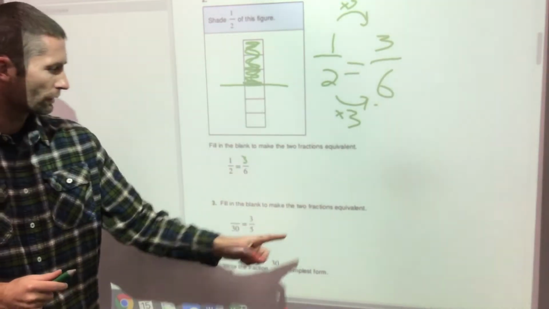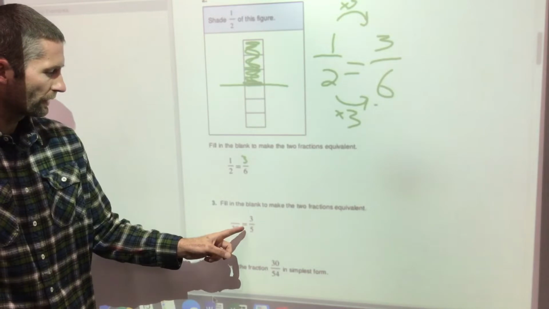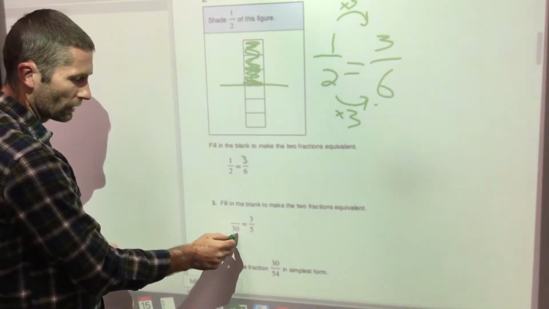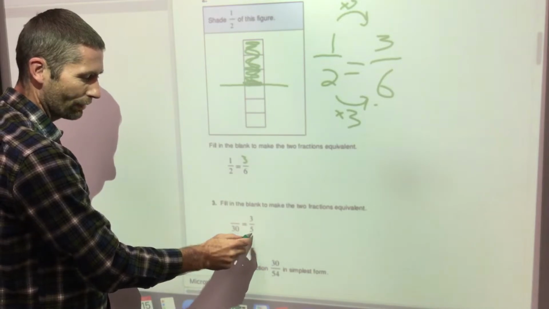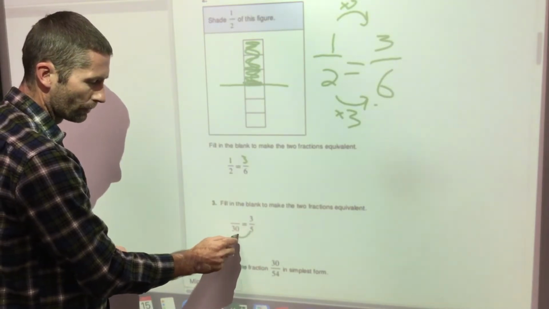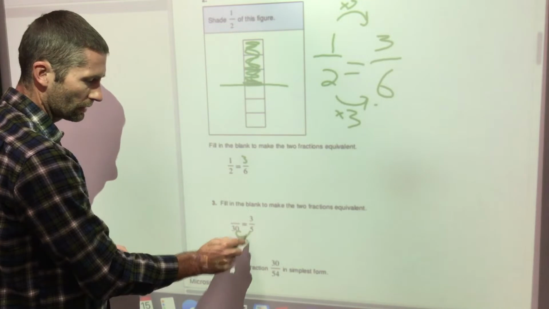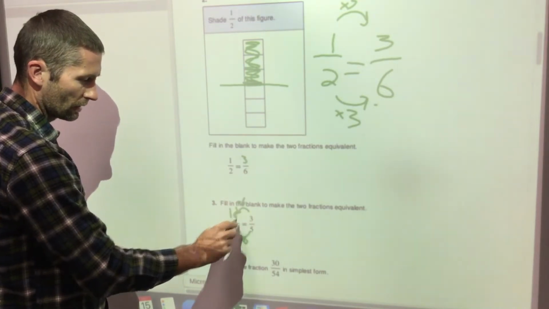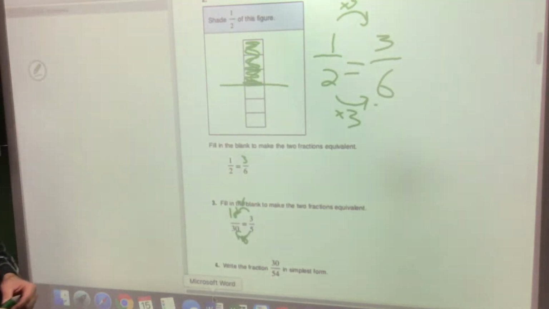Fill in the blank to make the two fractions equivalent. 3/5 equals how many 30ths? We can go either direction with this. We know 30 divided by 6 is 5, or I'm going to go this way. 5 times 6 is 30, so 3 times 6 is 18, so 18/30ths.